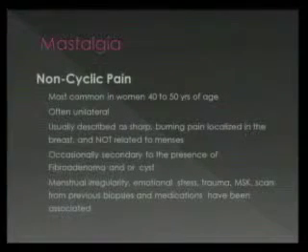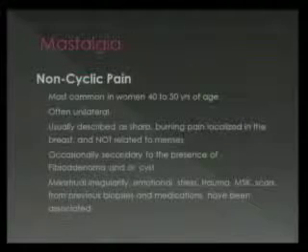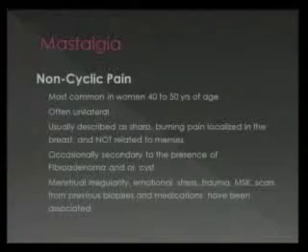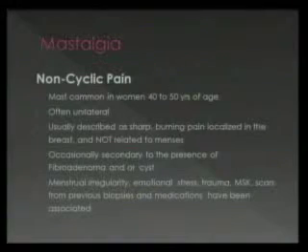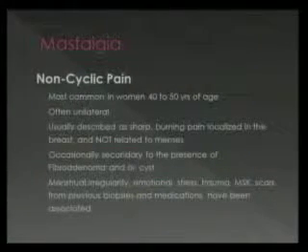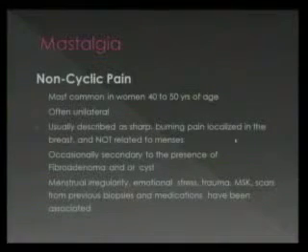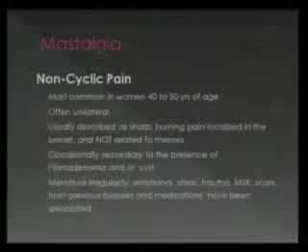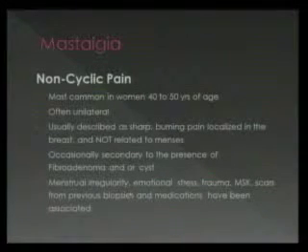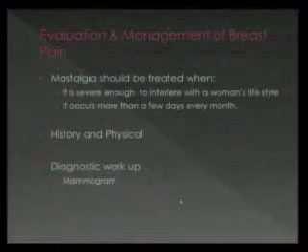Non-cyclic pain, instead of the 30 to 40-year-olds, presents in a slightly older group, the 40 to 50-year-olds. This one is often unilateral, and the pain is usually sharp, burning pain that's localized in the breast and is not related to menses. Occasionally, it's secondary to the presence of a fibroadenoma or a cyst. Menstrual irregularities, emotional stress, trauma, scars, pain at previous biopsy sites, or medications have been associated with non-cyclical pain.